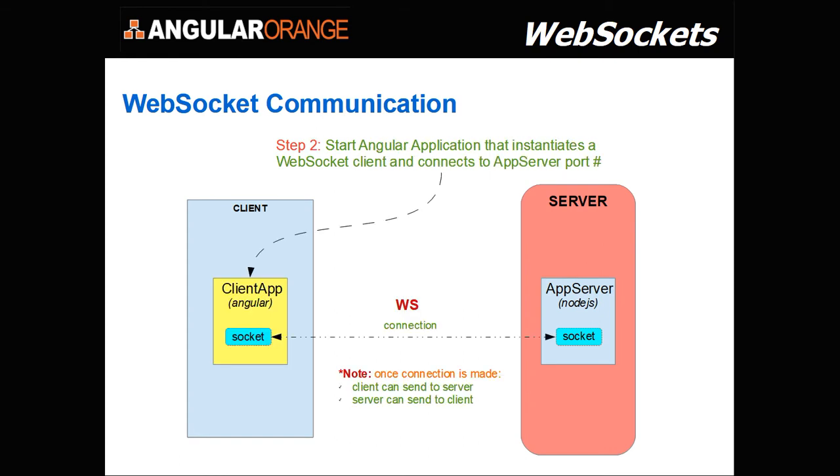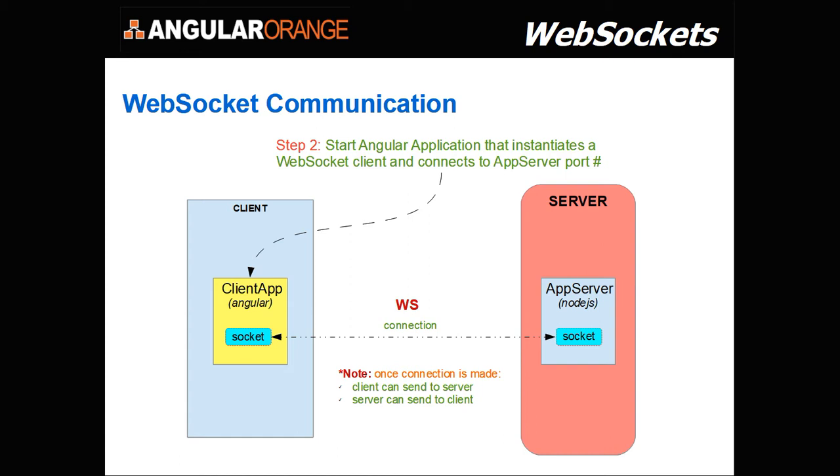Then you start up an Angular application that instantiates a WebSocket client and connects to the app server via the port. So we're going socket to socket, and now we've got a connection. We've established a connection. Once the connection is made, the client can send to the server, and the server can send to the client. And so there's a wide variety of scenarios of applications of what you want to do. We're going to be looking at a little combination of both of these in our code example.